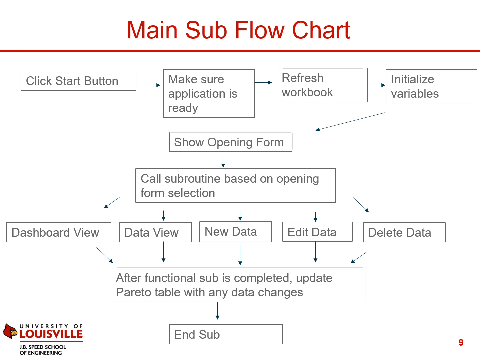As the main sub makes a call, it'll go into a functionality sub, whether that be new data, edit data, etc. And after that functionality sub is completed, the main sub will update the Pareto table with any changes that may have occurred. Then the main sub ends, and the user is brought back to the starting screen.